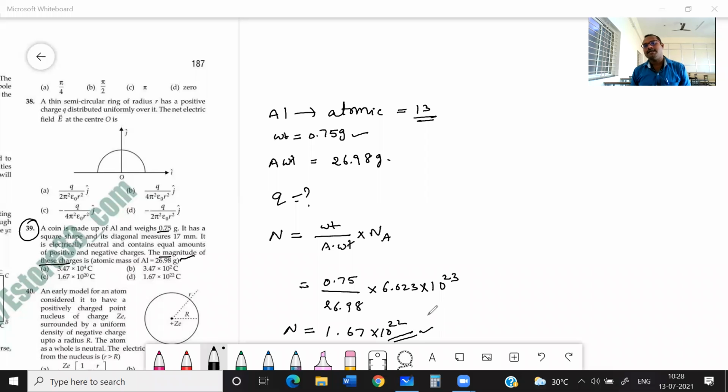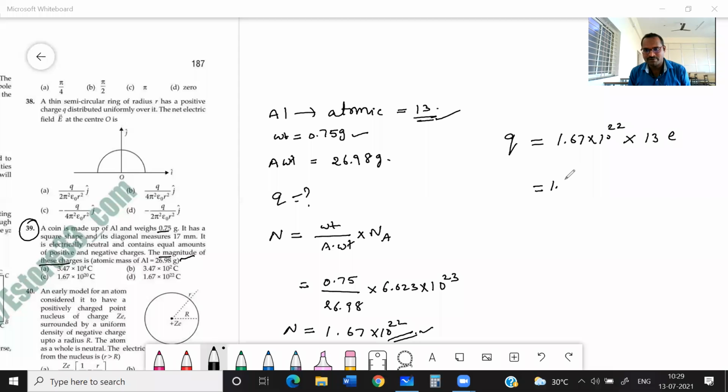And as you know, aluminum atomic number is 13. Each atom of aluminum contains 13 protons and 13 electrons. Clear, students? Then total charge will be equal to, how many atoms are there? These many atoms are there. And each atom contains 13 protons or electrons. Means charge. This is the total charge.